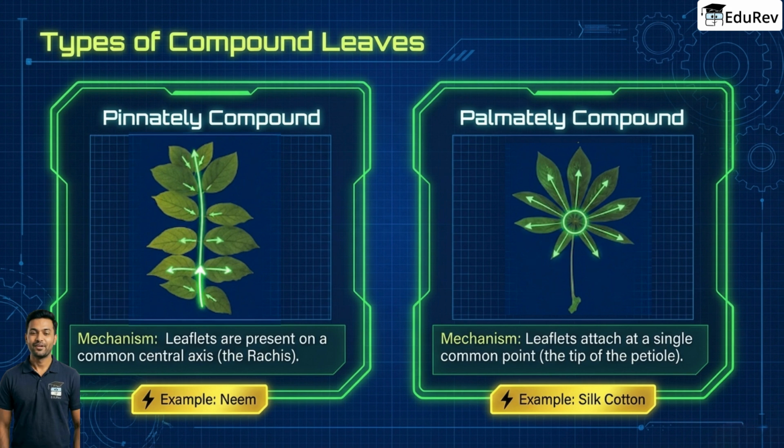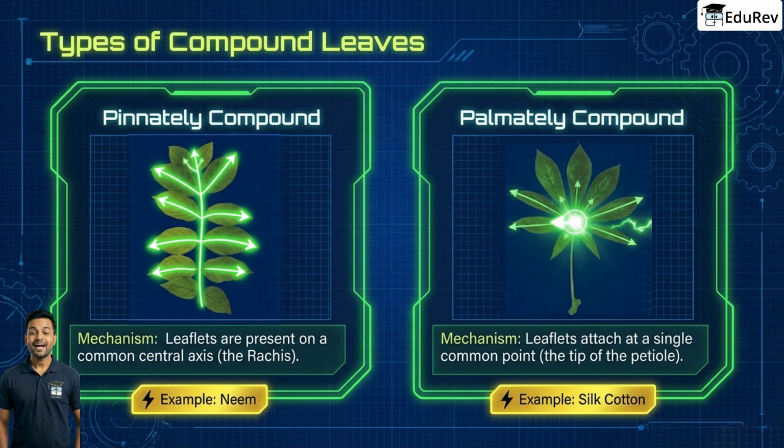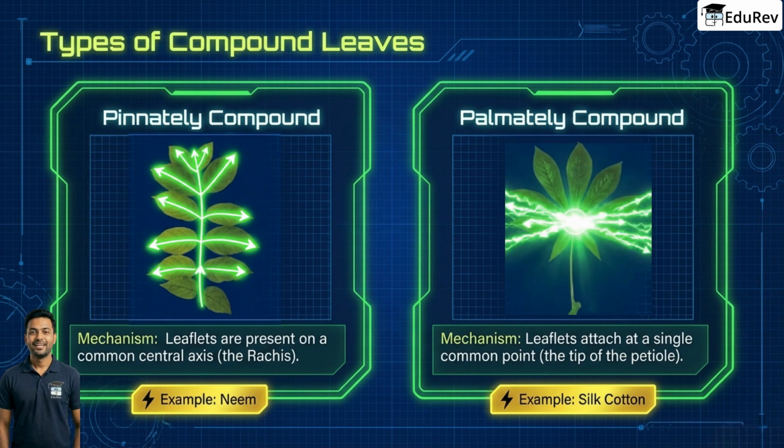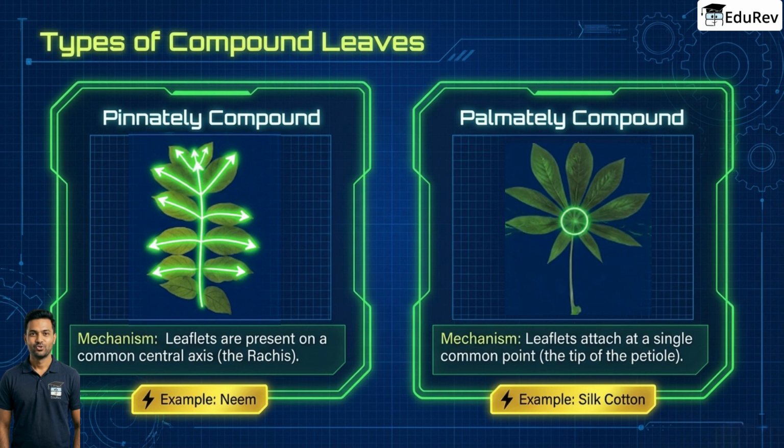Compound leaves come in two major forms. In pinnately compound leaves, the leaflets are arranged along the central axis called the rachis, as in neem. In palmately compound leaves, the leaflets arise from a single point, usually the tip of the petiole, as in silk cotton. The visual difference is easy once you think of a feather-like layout versus a hand-like layout. That mental picture helps far more than memorizing names in isolation.